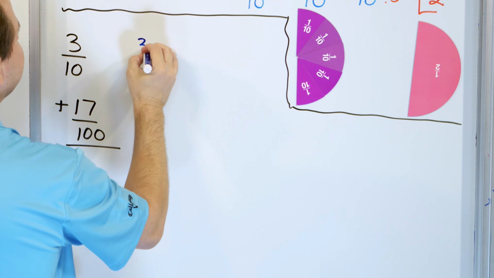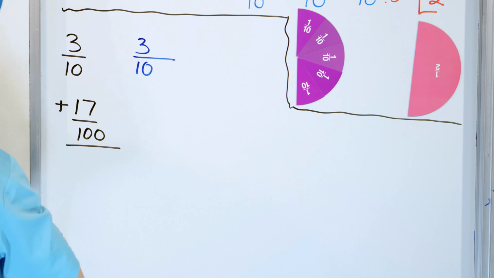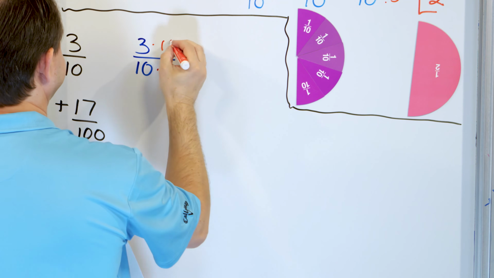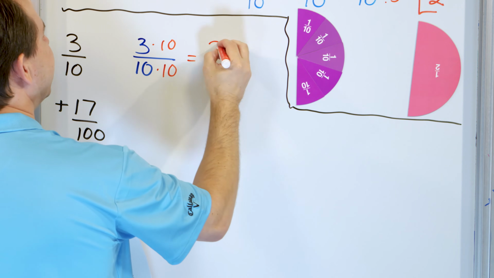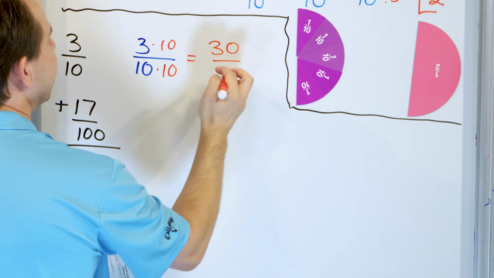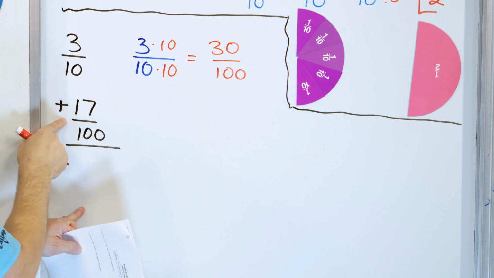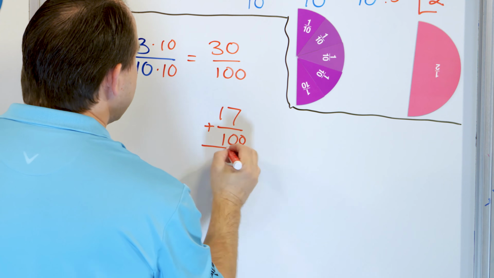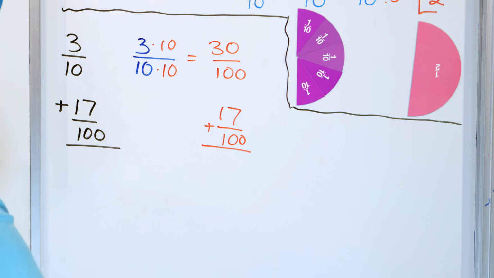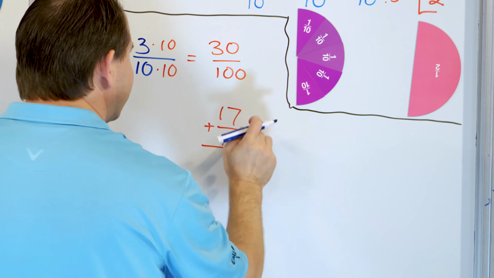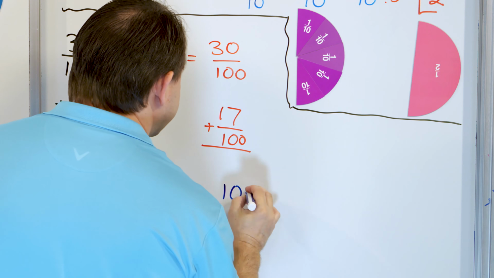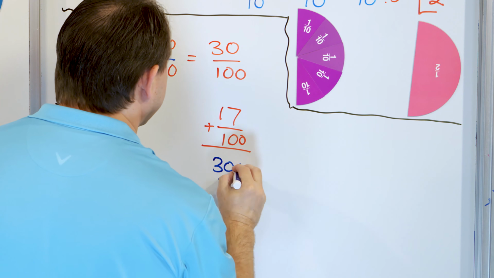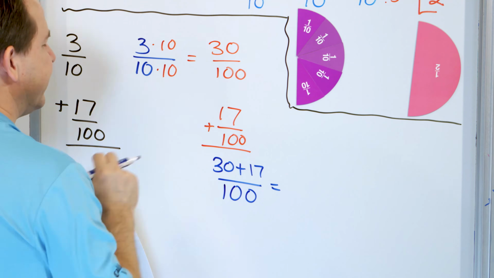So what I'll do is I'll say 3/10. I can multiply top and bottom by 10. And so what I'm going to get is 3 times 10 is 30, and 10 times 10 is 100. I'm going to add to that 17 out of 100. And now I have the same denominator, 100. Denominator is 100, so I put that in my final answer, and then I add the numerators, 30 plus 17.